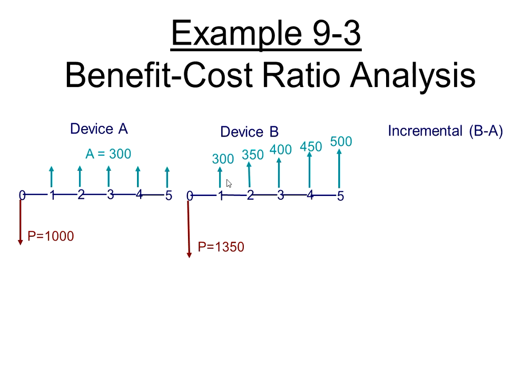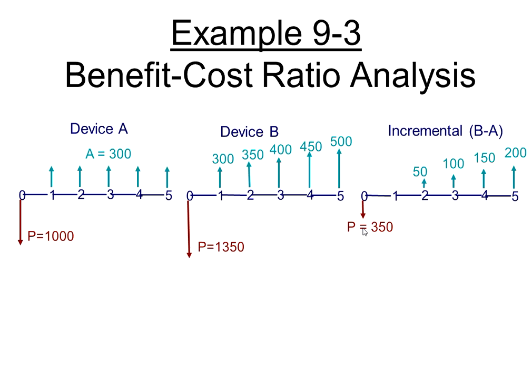And then when we subtract 300 uniformly for each year from device B, this is just going to be a 0 here, and then it starts with 50, 100, 150, 200. Again, we just get something like this. So in this case we eliminated the A, and we only have a G for this example.